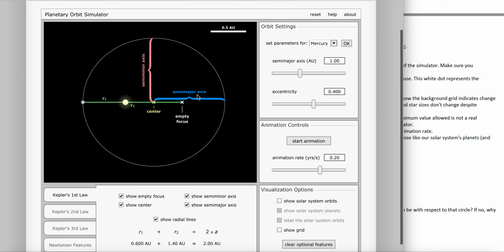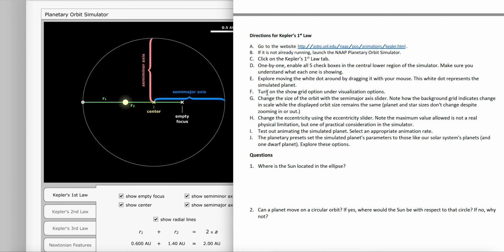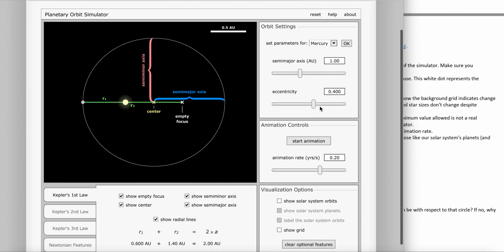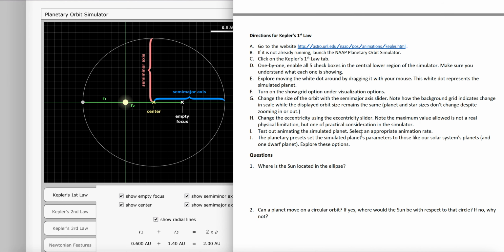They're called minor and major for obvious reasons, because the major axis is always the longer of the two. The minor axis is always the shorter of the two, okay? So we're showing all that information here. And then it says to turn on the show grid option as well. Okay, we'll put that right here. And I'm going to leave off the show solar system objects for now.